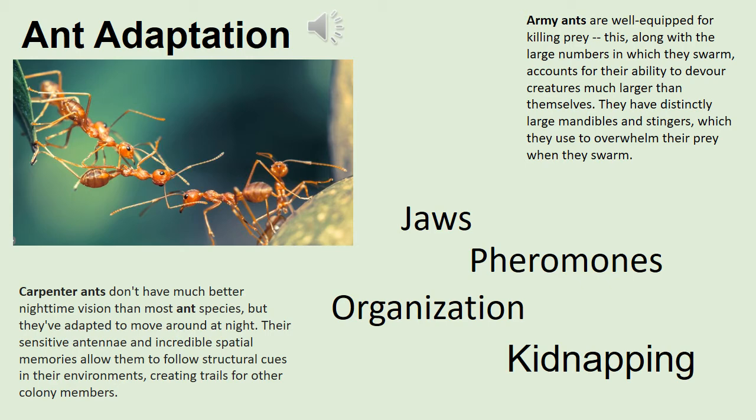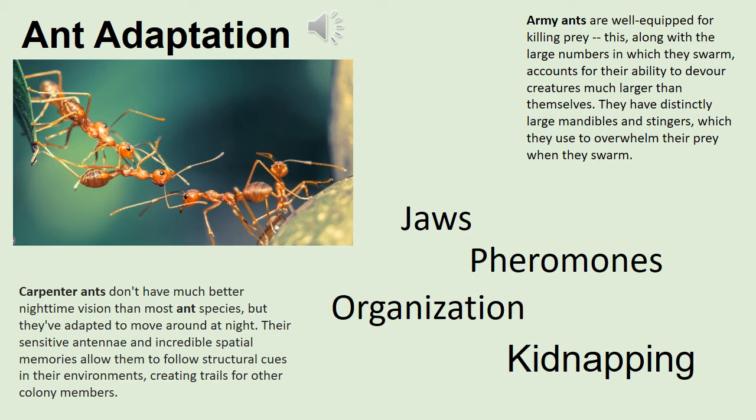Army ants are very different. They're well equipped for killing prey. They swarm in large numbers and they devour creatures much larger than themselves. They have distinctively large mandibles and stingers, which they use to overwhelm their prey when they're small.